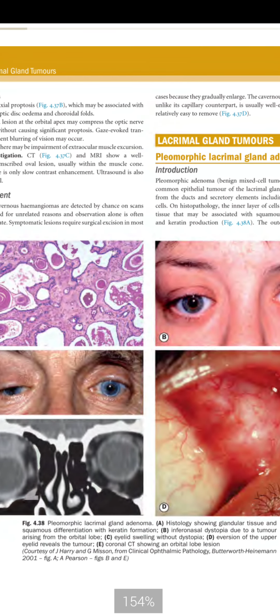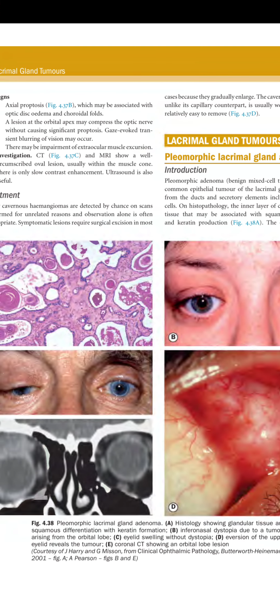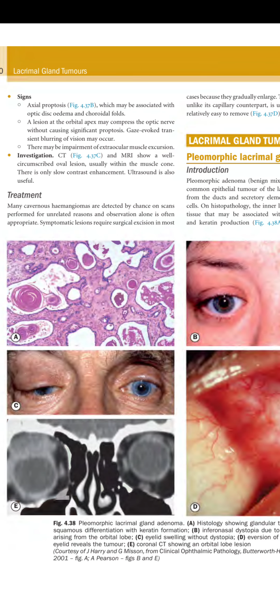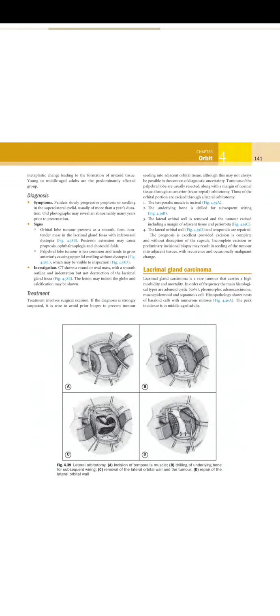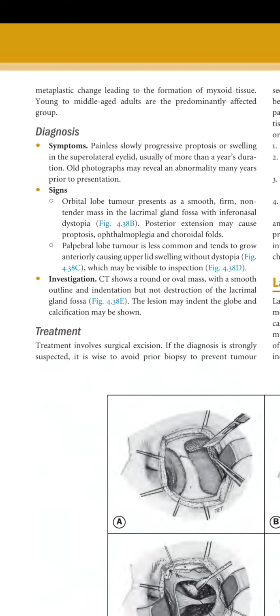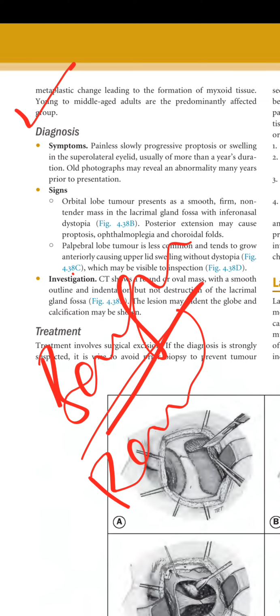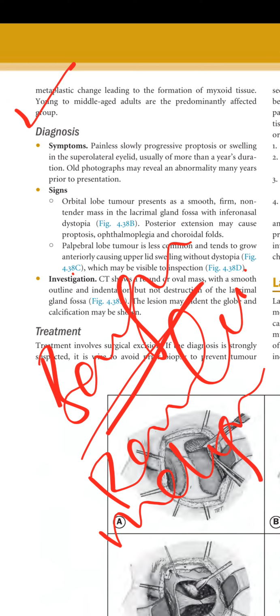So you can see this figure. Pleomorphic lacrimal gland adenoma, A is showing histology with glandular tissue and squamous differentiation with keratin production. So these are all keratin produced, and these are squamous differentiation and glandular production. The main difference between the benign tumor and malignant tumor is that a benign tumor is a painless swelling and occurs in a younger group, whereas a malignant one is a painful swelling.